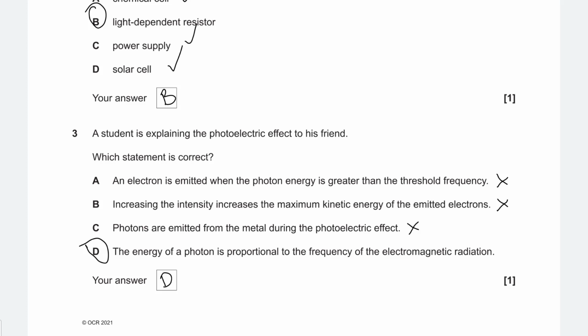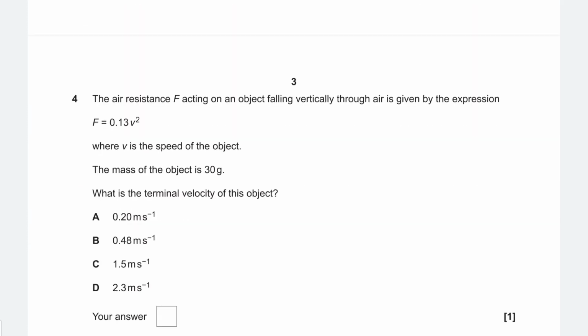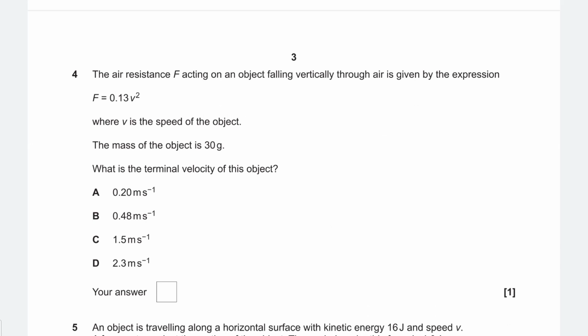Yep, correct answer D. Okay, next one. The air resistance F acting on an object falling vertically through the air is given by the expression F is equal to 0.13 v squared. What is the terminal velocity of the object?